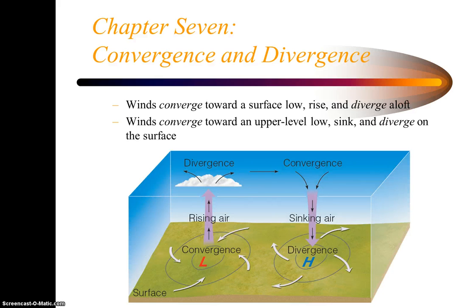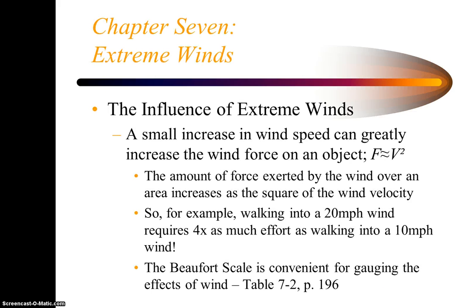Winds converge toward a surface low, rise and diverge aloft. Winds converge toward an upper level low, sink and diverge on the surface. One depends on the other. Now, let's talk a little bit about extreme winds for a couple of minutes here.